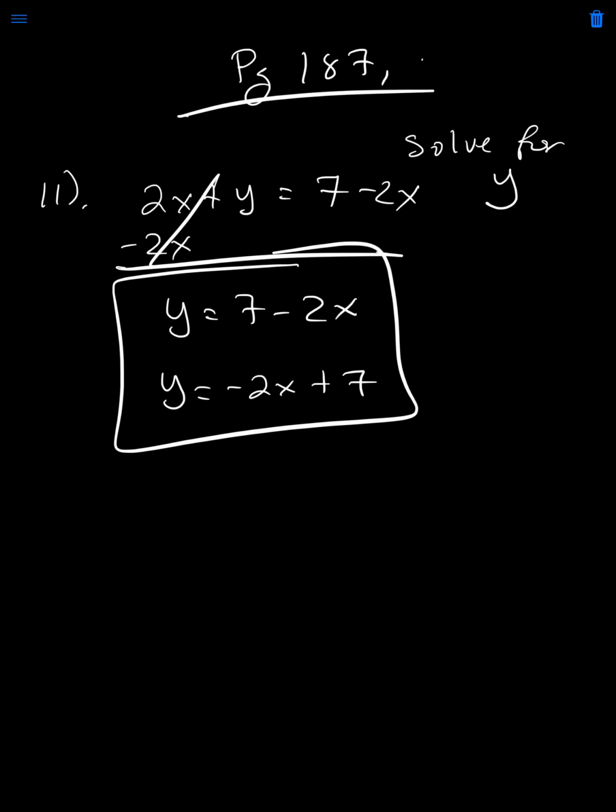That means y is equal to 7 minus 2x. If you say y is equal to negative 2x plus 7, I'll take either one of those as the answer. And there you go, you're done just with that.